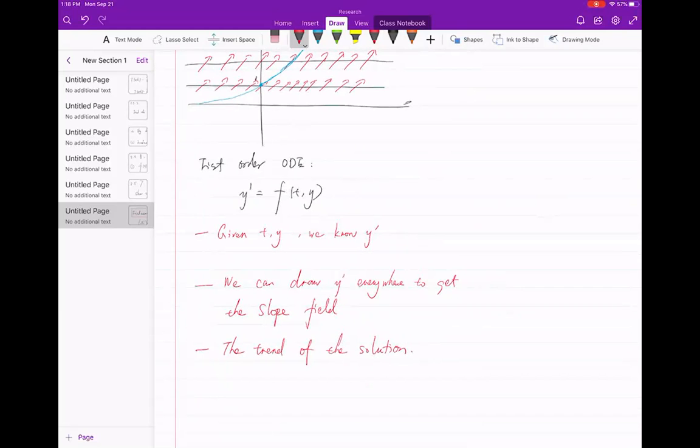This will tell us the trend of the solution. Okay. Now, next time, if you have some differential equation which you don't know how to solve, worst case, you could draw the slope field and try to get a feeling what the solution looks like.